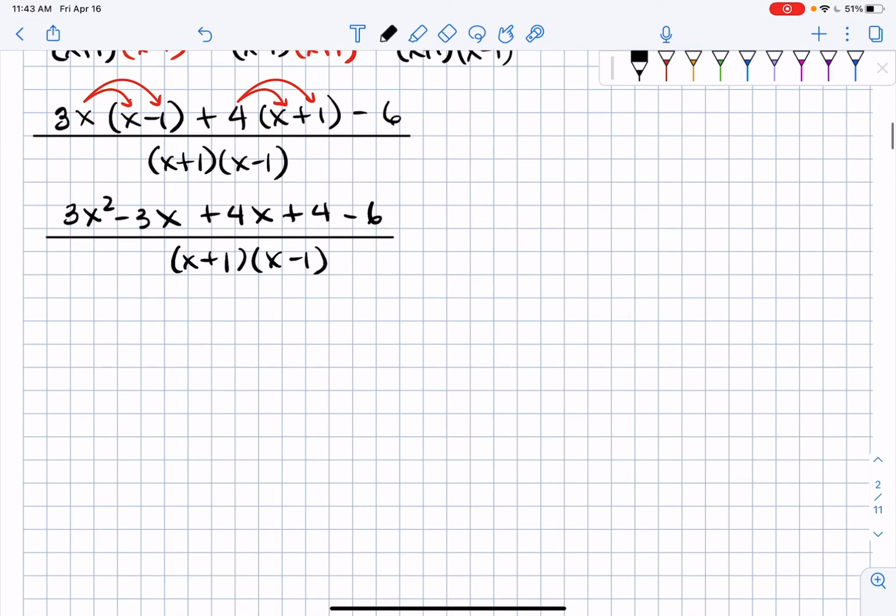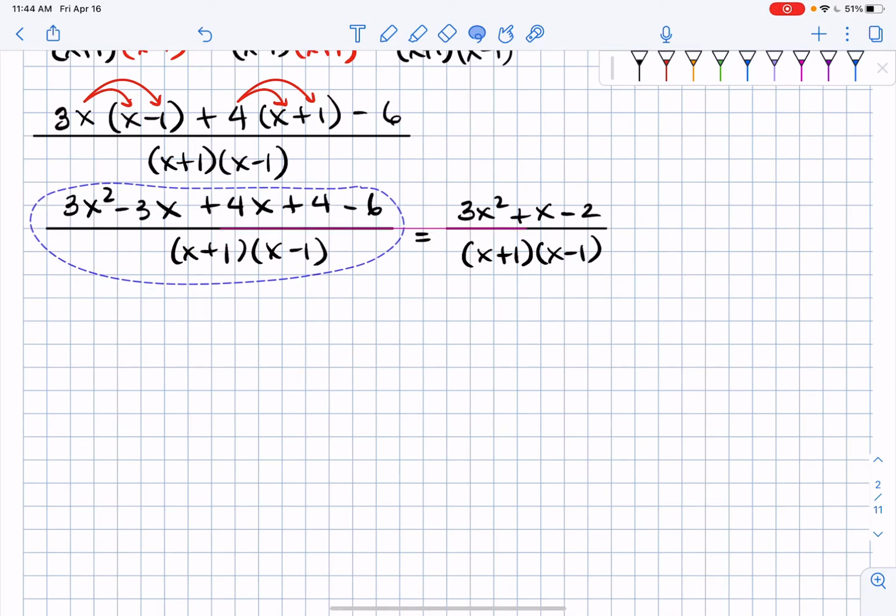All right. So what do we have here? Let's see. The top has a 3x squared plus x minus 2 all over x plus 1 times x minus 1. Okay. So you guys could go ahead and factor the top. The question is, are you going to get x plus 1 or x minus 1, right? If not, then I would just say go ahead and leave it alone. But if it does, then I would go ahead and factor it.